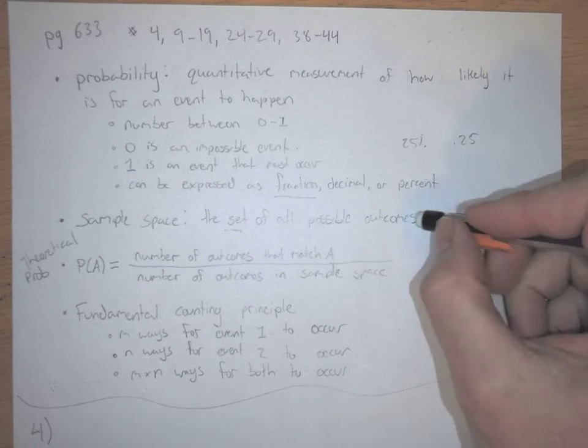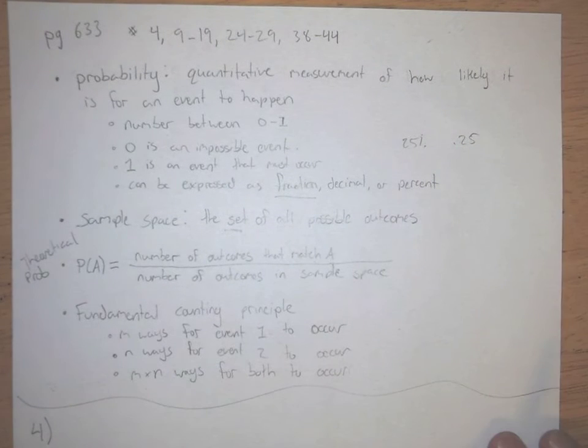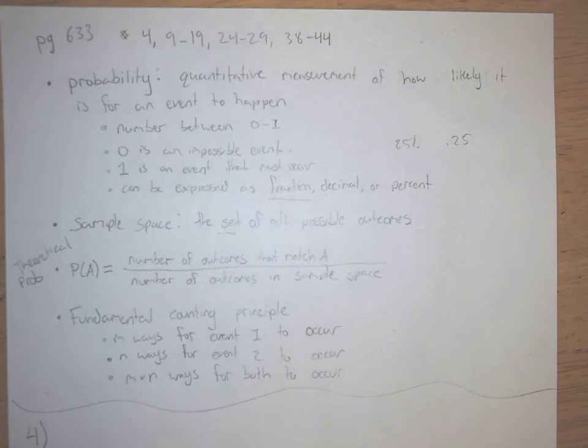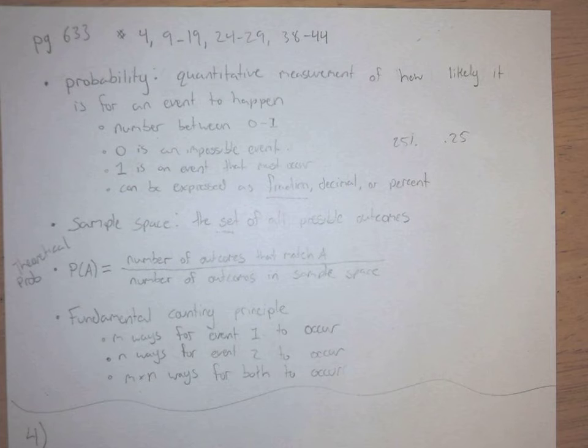So I'm just going to leave this blank. I think that's a better way to put it. So it's the set of all possible outcomes for whatever is going on. Now an event, usually we refer to that as a specific outcome that we're looking for. So sample space is a list of outcomes.